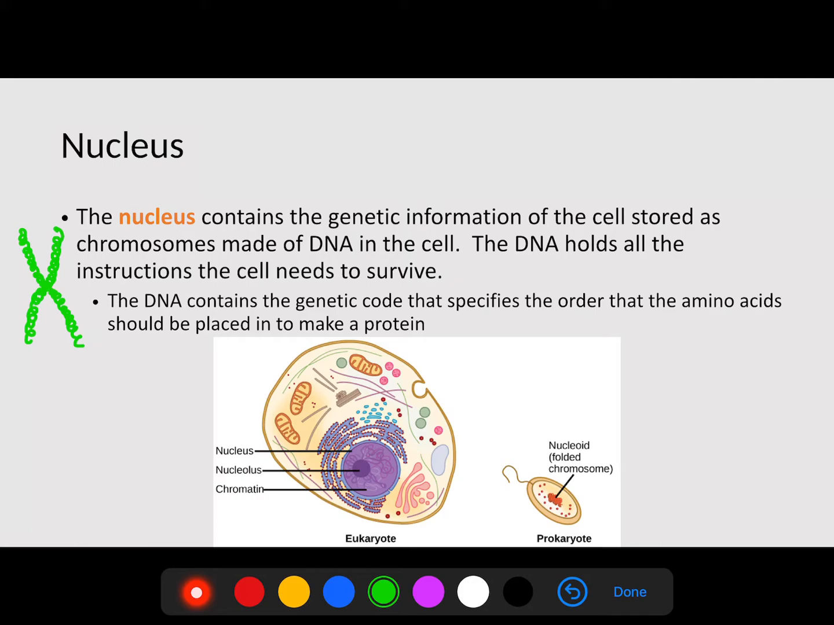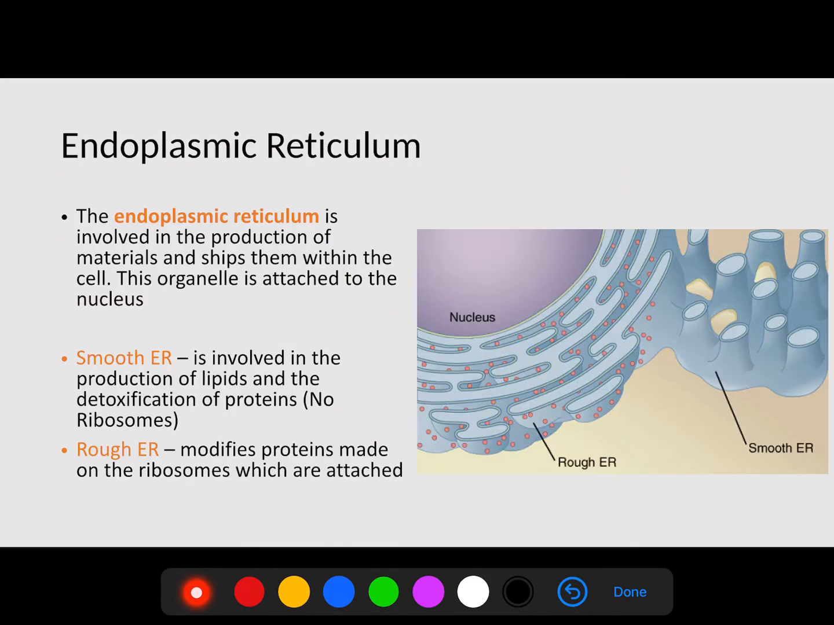inside of this DNA. Now, the DNA contains our genetic code that specifies the order that amino acids should be placed to make proteins. So remember, amino acids are simply monomers of proteins. And proteins are the polymer, and they pretty much control our entire body. Again, the nucleus stores our genetic information.